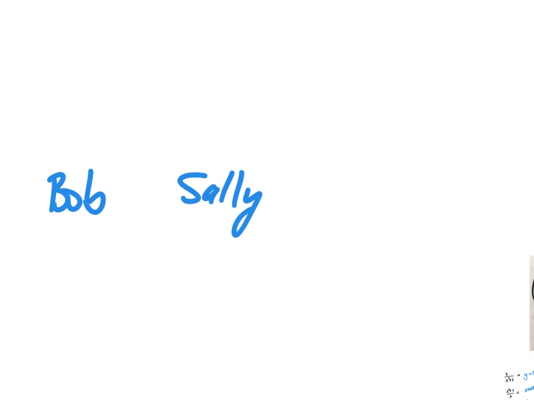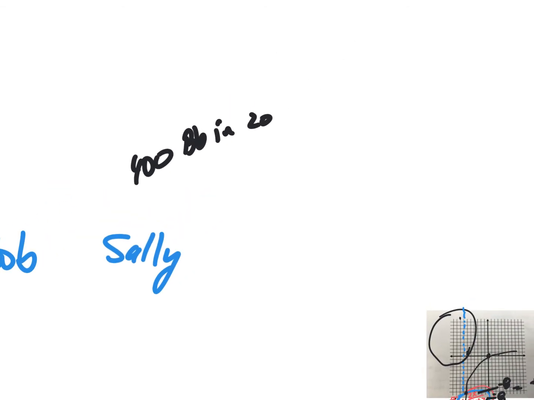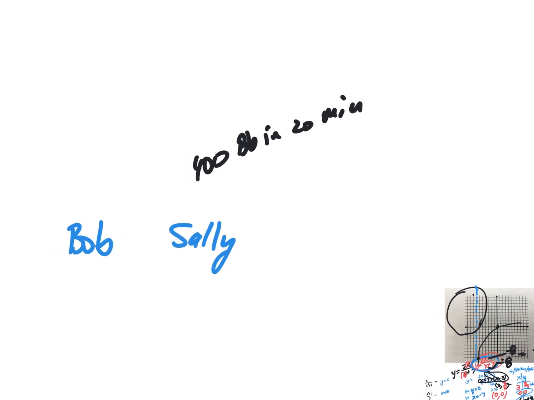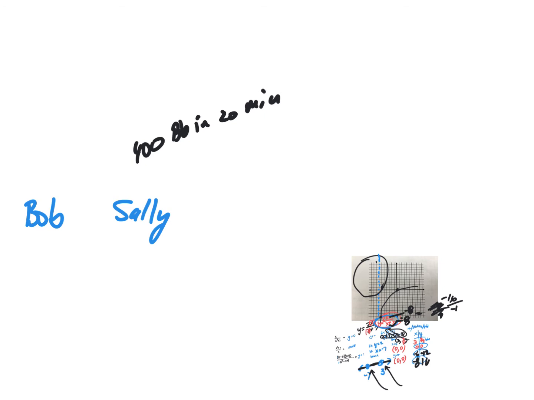So anyway, Sally picks blueberries. And let's say that she picks 400 blueberries in 20 minutes. And there was this one time when my mom and dad together were picking blueberries. And they got a record 800 blueberries together in 14 minutes.